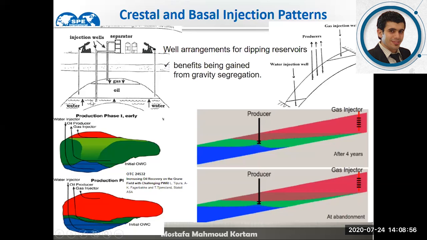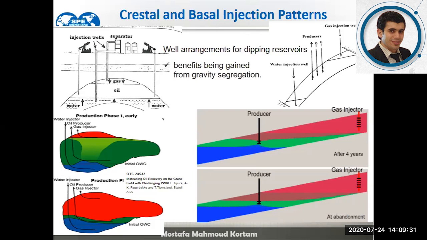But what happens if some water flows to the oil producer? This is the injector of the water, and that is a producer well. So in case some water flows to the oil, leaving some oil and some gases to be recovered, at that time we don't have sufficient gases to be injected here. So great caution should be taken into account in designing and operating your field on this injection pattern.